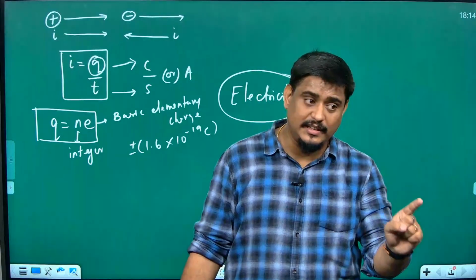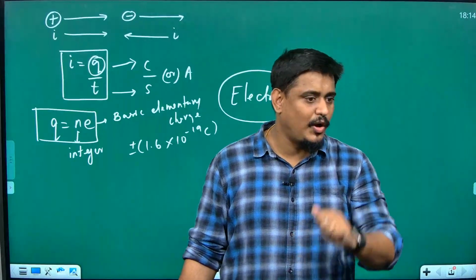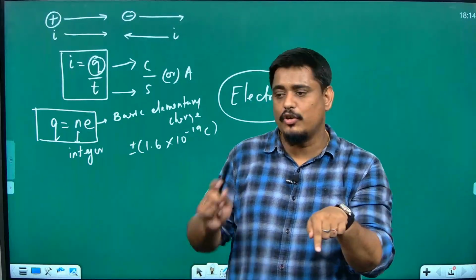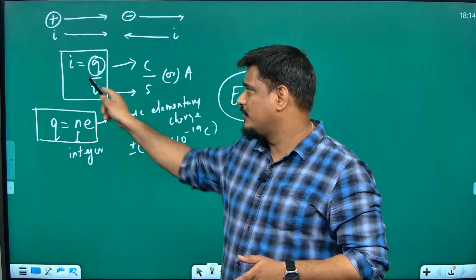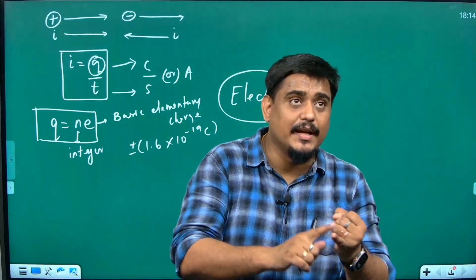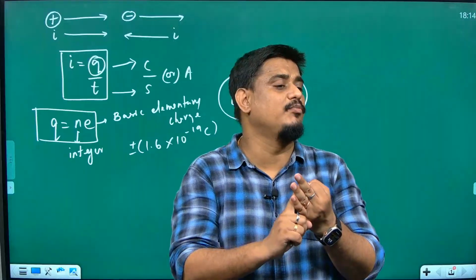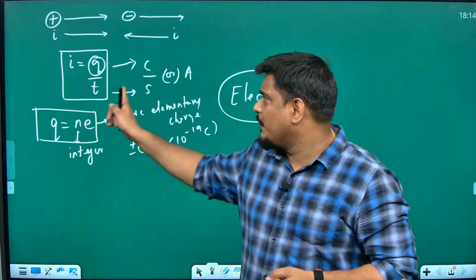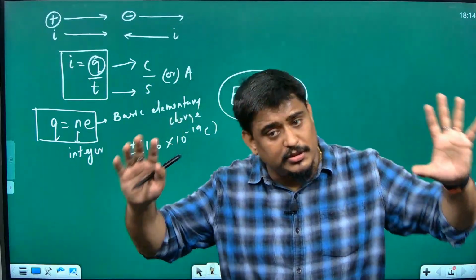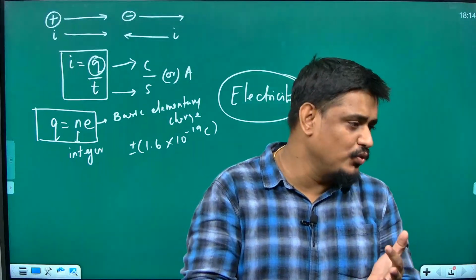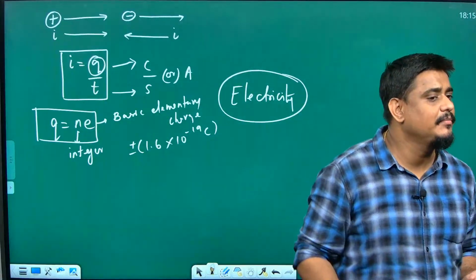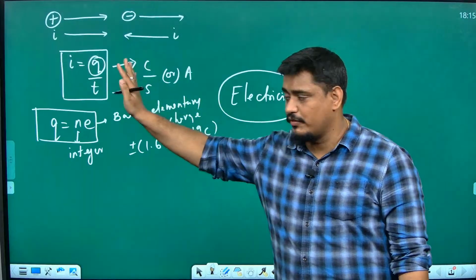Or they may give you current and N, and ask you to find time. So I is given, N is given, N into e gives Q, and Q by I will give you T. These kinds of questions will come. I may be given, T may be given, and they may ask how many charges have moved. I into T will give you Q, and dividing Q by e, you will get N. So any question from this category is possible: I, T given, finding Q; Q, T given, finding I; or Q, I given, finding T. Anything may come which can easily be found by this formula if you understand it.